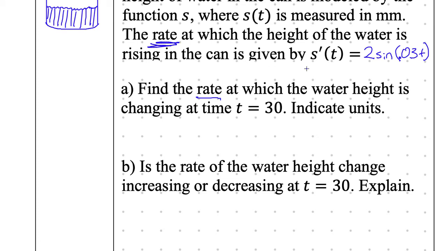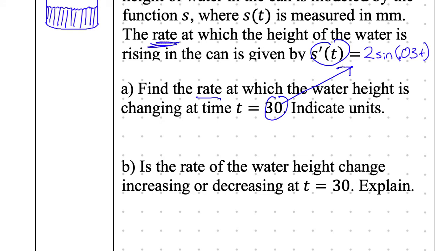I don't care what symbol they're putting here. It could be S prime of t, it could be E of t, it could be delta of t. I don't care. I just care that it's a rate. And almost always, I would say 99% of the time, I've never seen anything that doesn't give it to you as a rate. They're always going to give you some sort of rate. This is an equation of velocity. So if it's asking for a rate, just plug in 30 into your equation and you're done.